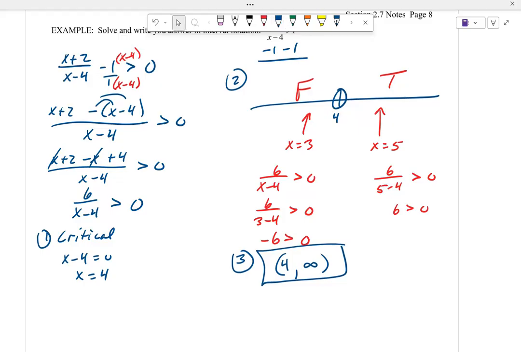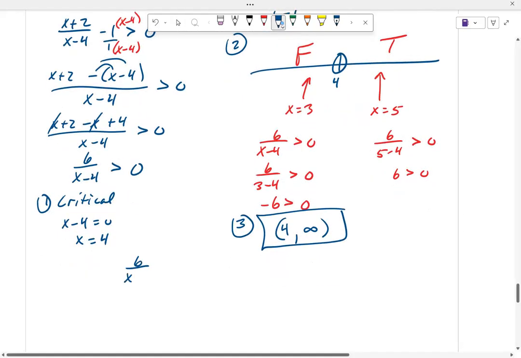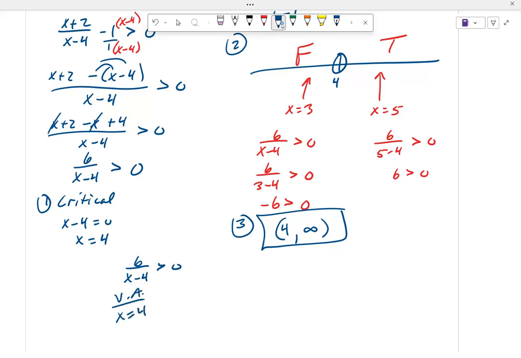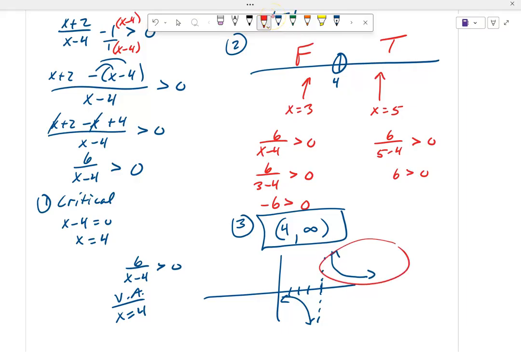And of course, if we were graphing this, where is 6 over x minus 4 greater than 0? It has a vertical asymptote at 4. And hopefully if you plugged in a few points, you'd see something like this. You can see that from 4 on, it is greater than 0, right?